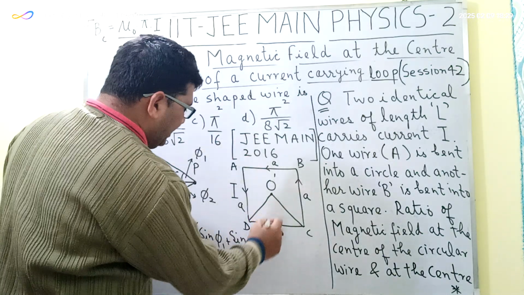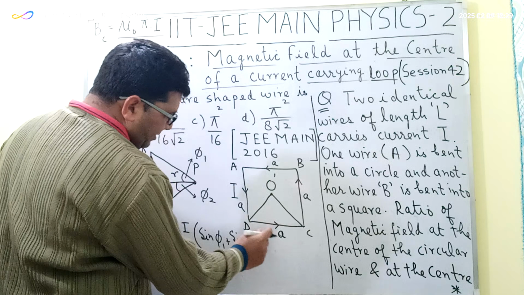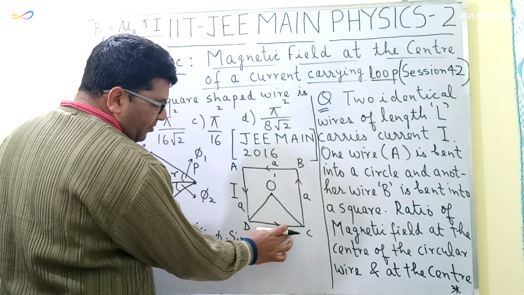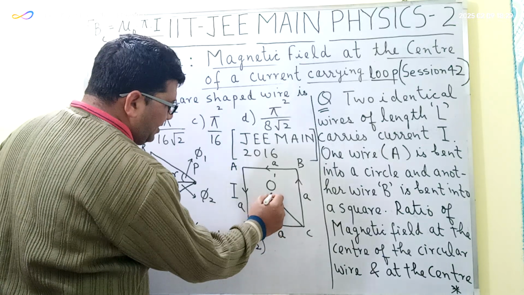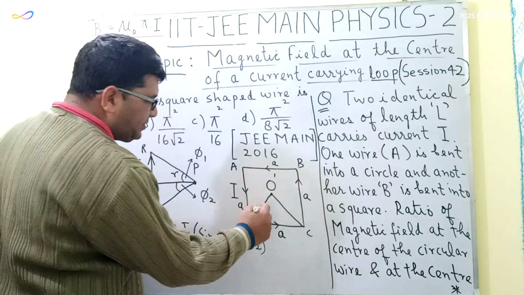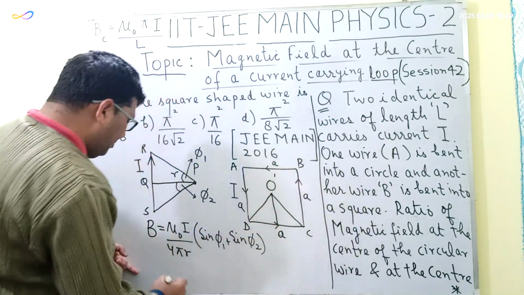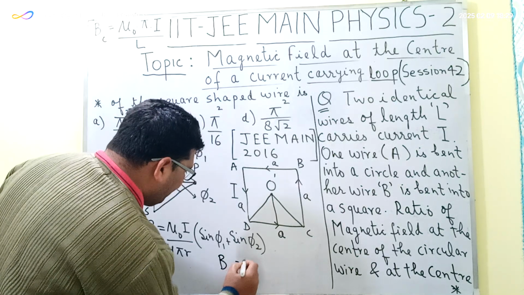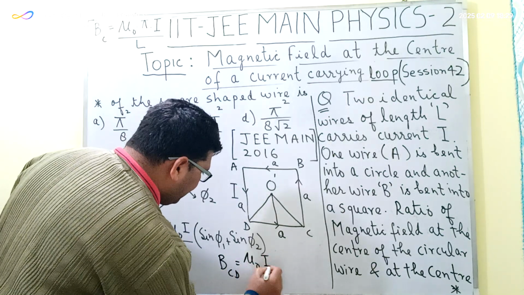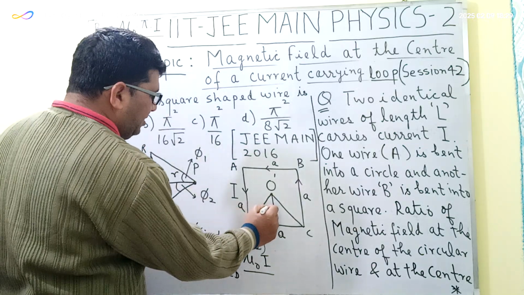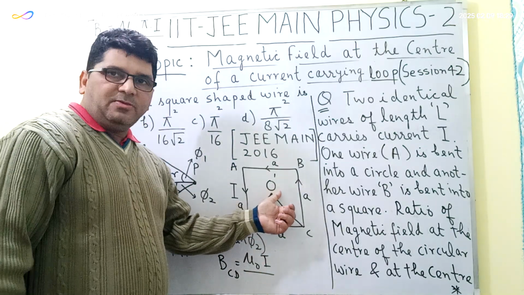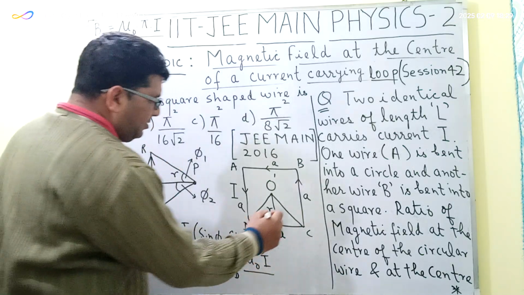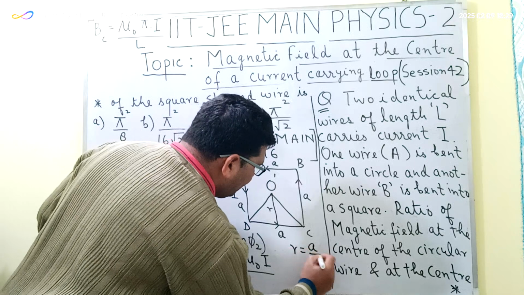So let us consider this wire segment, that is CD. The magnetic field due to this wire CD at this point O dash, which is the center of this square, I am just writing this value as BCD. This will be equal to mu naught I upon 4. Now R is the normal distance of this point from this current carrying wire. So R here is equal to A by 2.